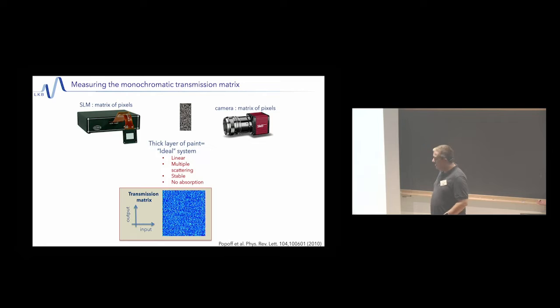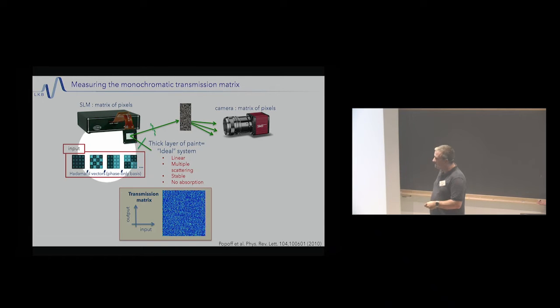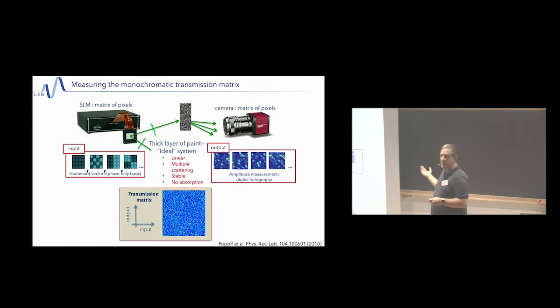So the trick was to measure this transmission matrix. And we did it by basically shining a series of patterns on the SLM. So the idea is to send many patterns, ideally describing a basis. So we use this Hadamard basis that is really nice because it's just 0 and pi phase shift. And when you send them one by one, for each of them, you can record on the camera a speckle. And you have to do some kind of holographic measurement, so you have some kind of reference wave in order to extract the field.